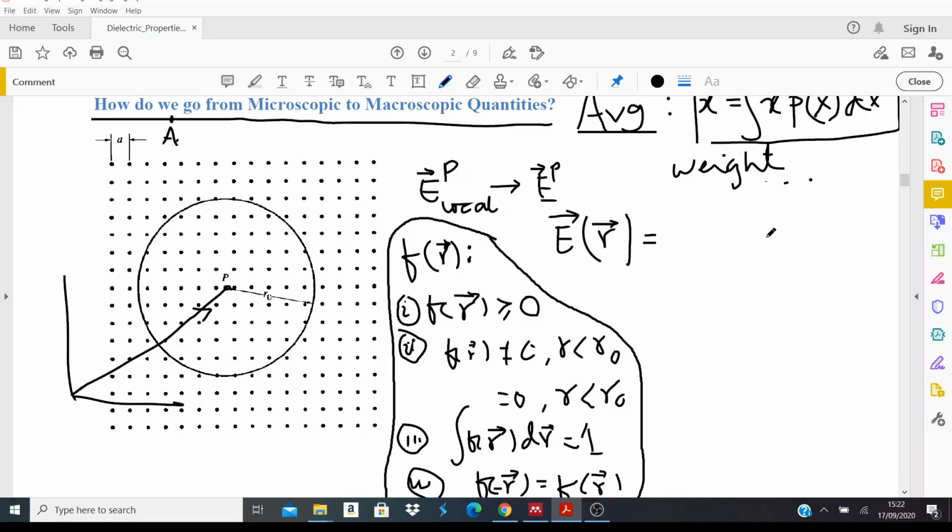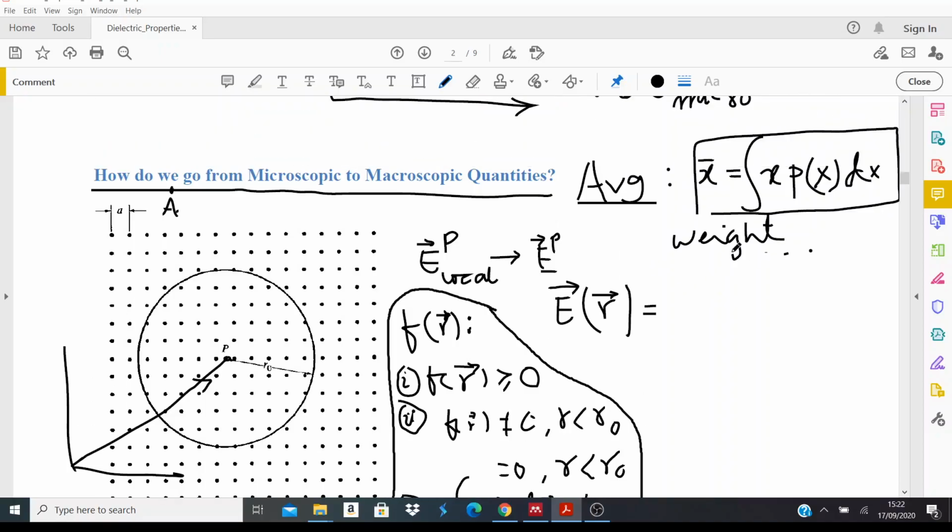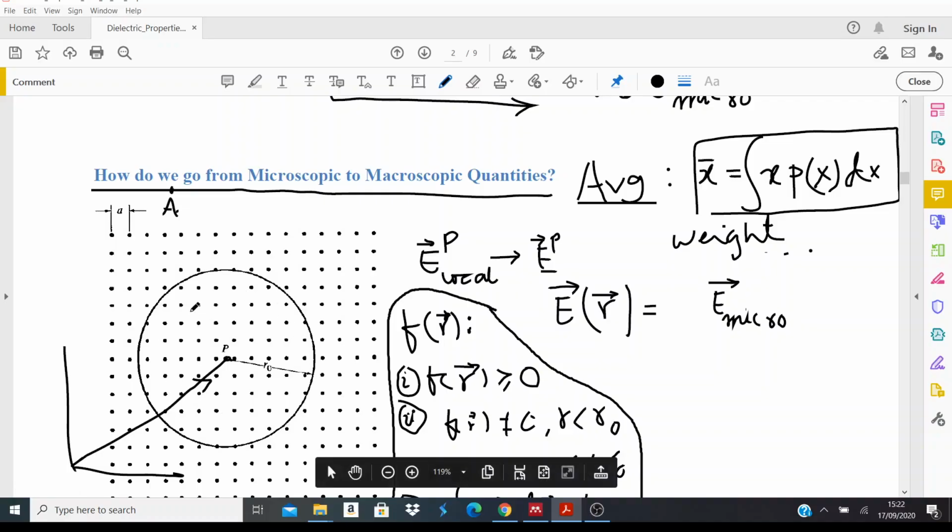This is nothing but the quantity that we know, that's the microscopic field, right? So let me be specific and explicit. So E micro, that's the field. Those fields are acting on the local points, for every one of these lattice points.